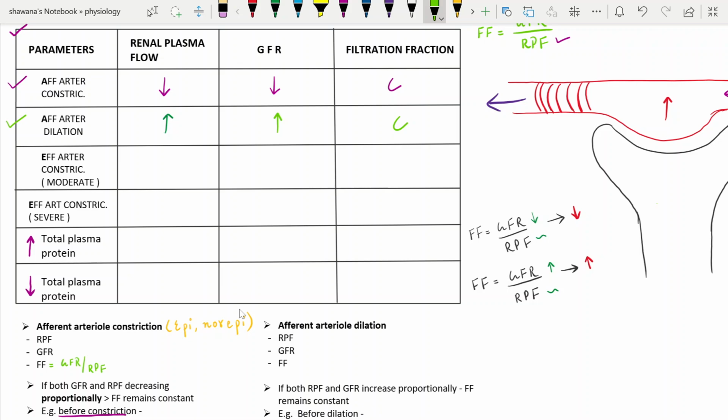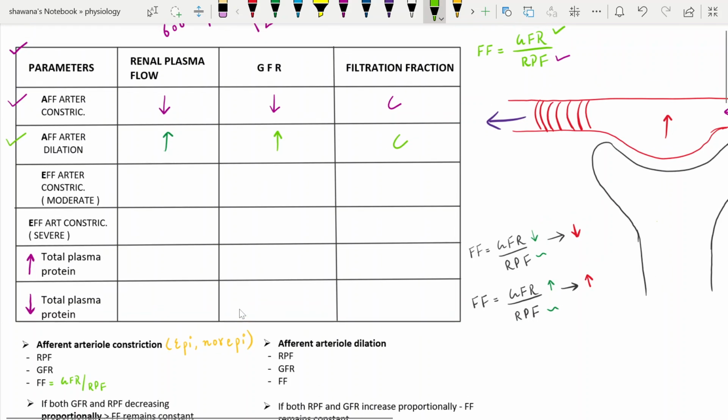The third one is efferent arteriole constriction. It means that the efferent arteriole is going to constrict, but there are two conditions in the constriction. First is the moderate constriction, and the second is the severe constriction of the efferent arteriole. The efferent arteriole undergoes constriction moderately. If this area is constricting moderately, the renal plasma flow will decrease, right?